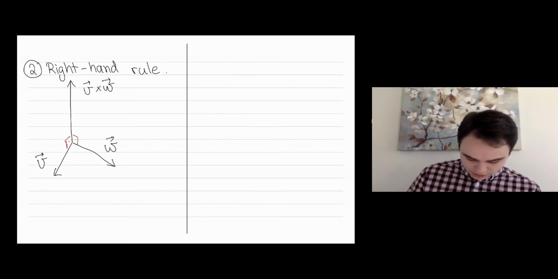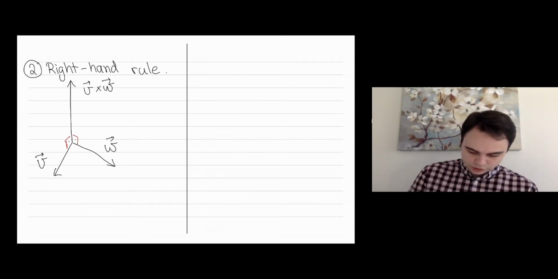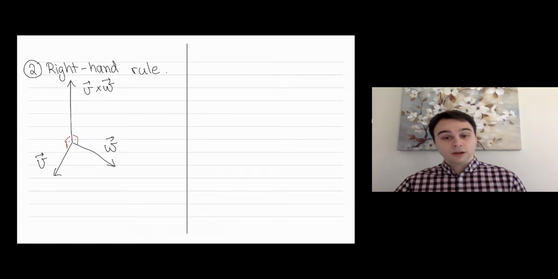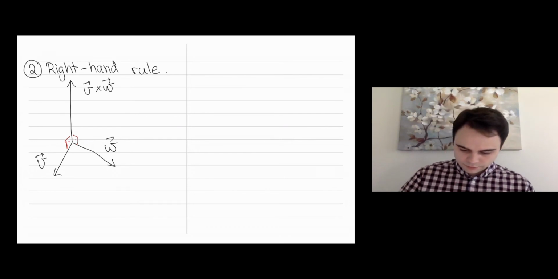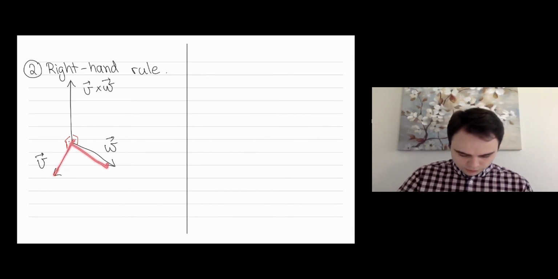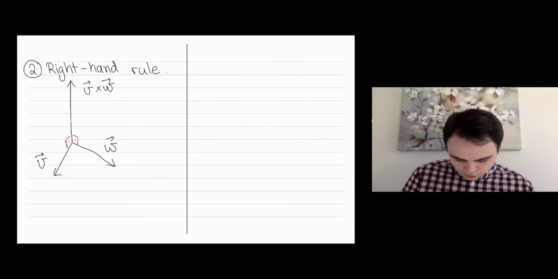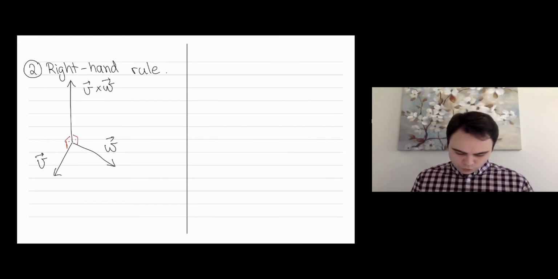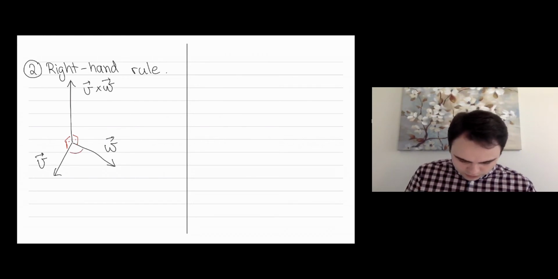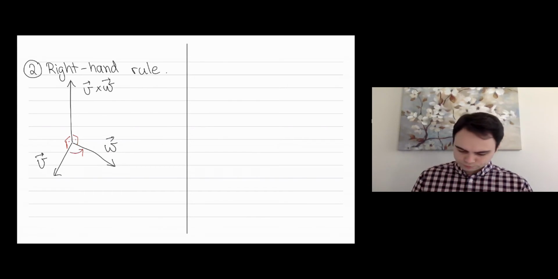And second of all, the direction. If I tell you that a vector is perpendicular to both V and W, it's either this vector or the other one that points down. And the way you tell which is you do the right-hand rule. So you move your hand from V towards W.